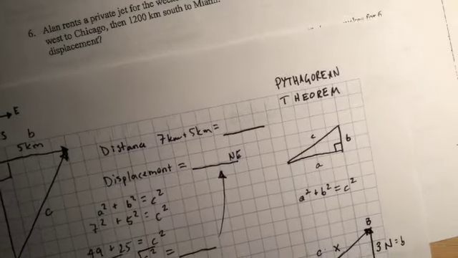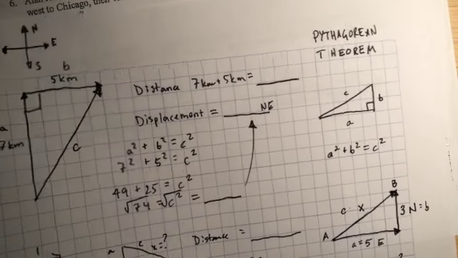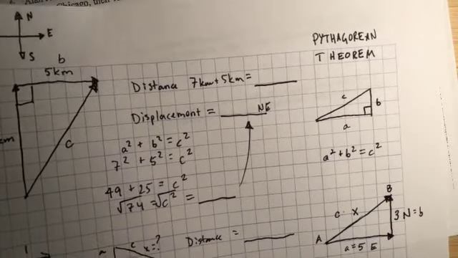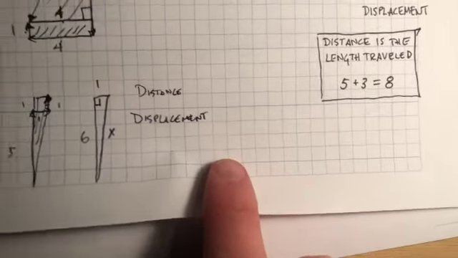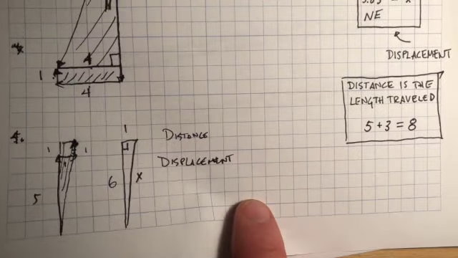And then finally, number 5, Neil pogo sticks to his science class. He goes 8 meters east, then 4 north. What distance did he cover and what was his displacement? I'm going to let you do that one completely on your own without drawing the picture. Okay.